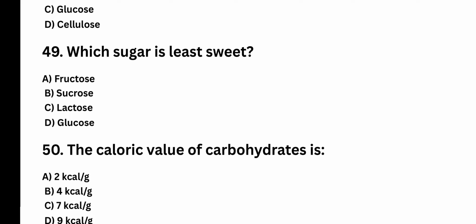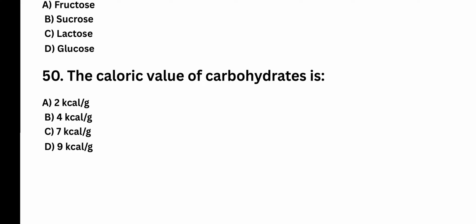49. Which sugar is least sweet? Options are fructose, sucrose, lactose and glucose. The right answer is option C, lactose. So the last question is the caloric value of carbohydrates is. Options are 2 kilocalorie per gram, 4 kilocalorie per gram, 7 kilocalorie per gram and 9 kilocalorie per gram. So the right answer is option B, 4 kilocalorie per gram.